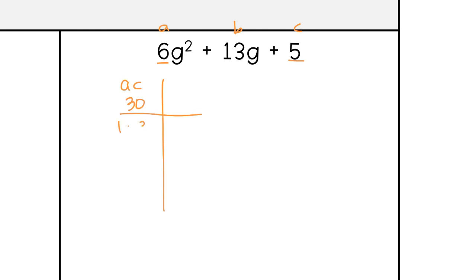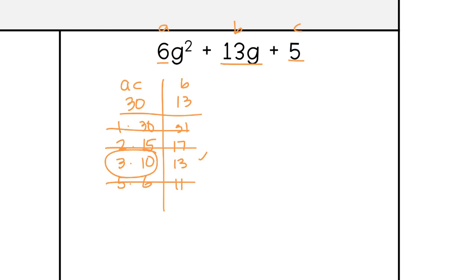I could do 1 times 30, 2 times 15, 3 times 10, 4 will not work, or I can do 5 times 6. Now this time I need it to add up to b, which is 13. When I add these first two, that's 31. That's not going to work. This is 17. This is 13, so that's the one. 5 plus 6 is 11, so that's not it. So 3 and 10 are the two numbers that I'm going to use to replace that 13g.